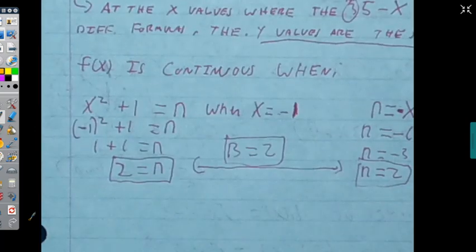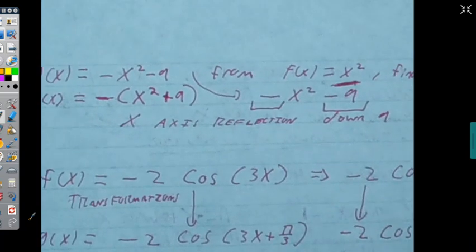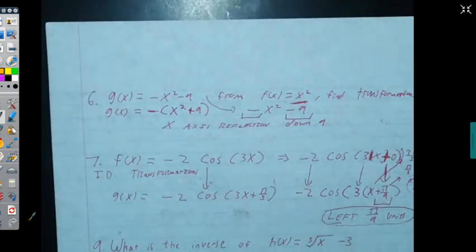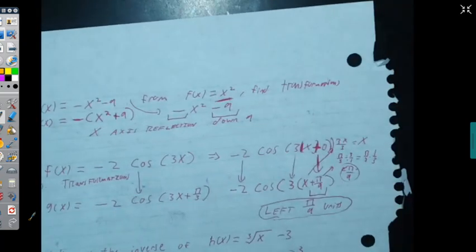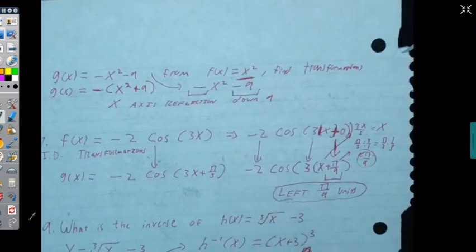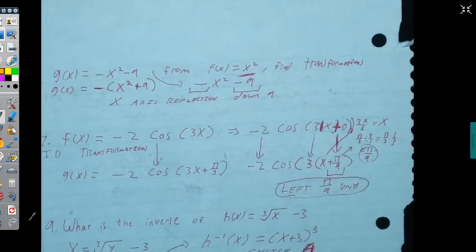Alright, so that was 5. Let's move on to 6. We have g of x is equal to negative x squared minus 9 from f of x equals x squared. Find the transformations. And so this one I'm going to pick up the pace a little bit here.